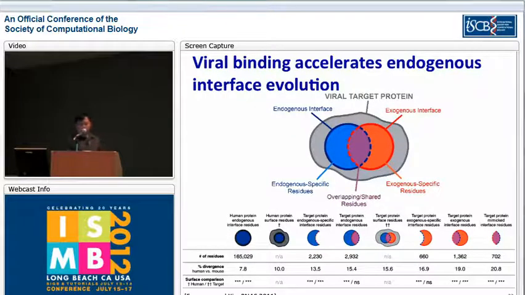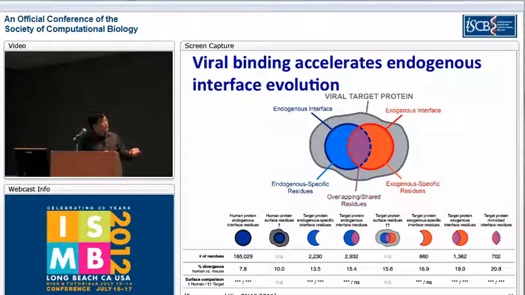Which one of them evolves slow, which one of them evolves fast? It turns out that this blue part, the part of the interface that only binds to other human proteins, evolves relatively slowly, and that's not a surprise because, again, this part is under strong negative selection pressure to maintain endogenous protein-protein interaction.